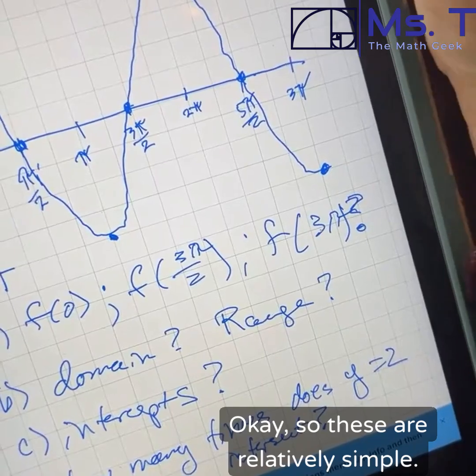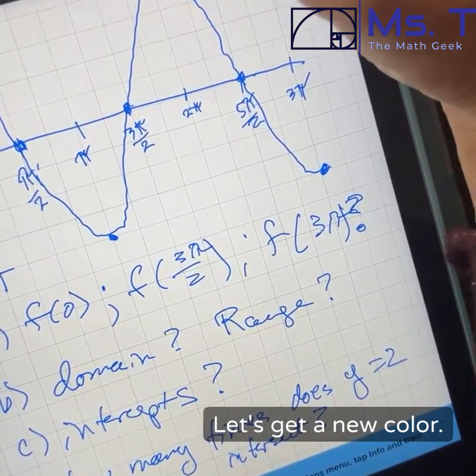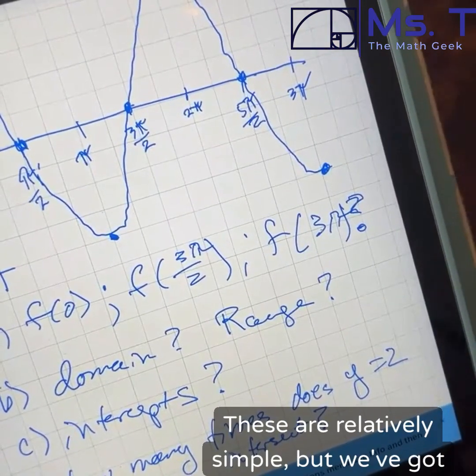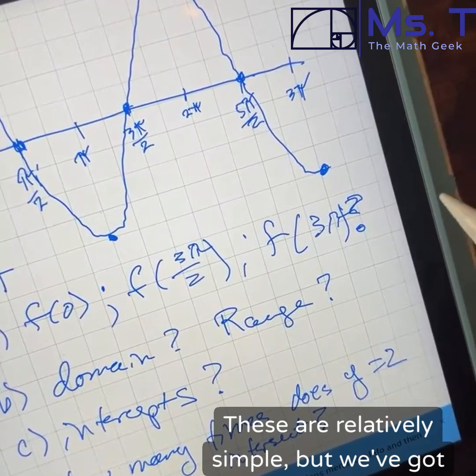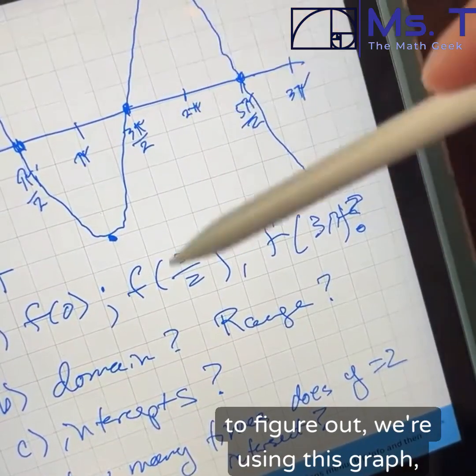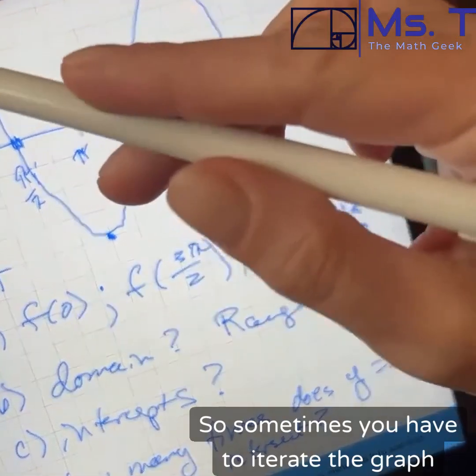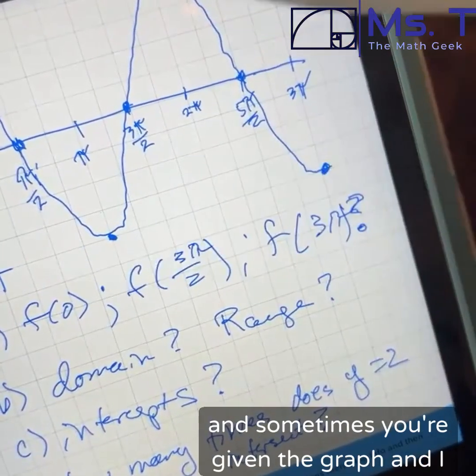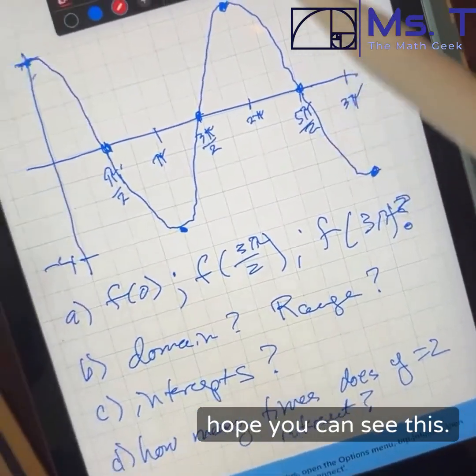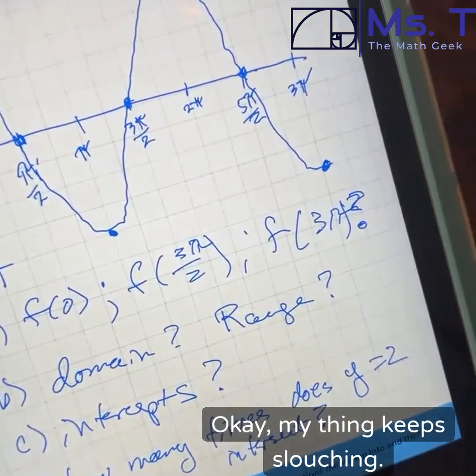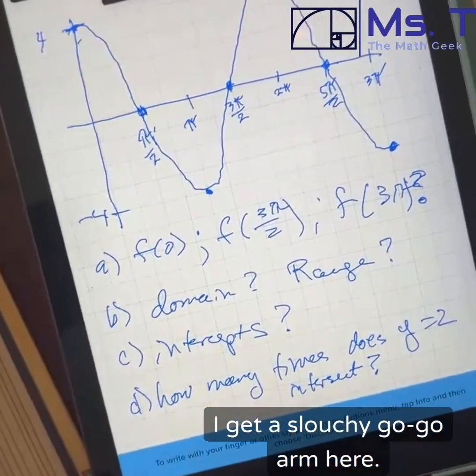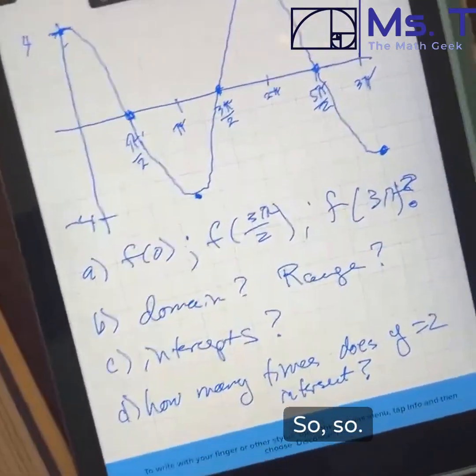So these are relatively simple, but we've got to figure out, we're using this graph. Sometimes you have to iterate the graph, and sometimes you're given the graph, and I hope you can see this. My thing keeps slouching.